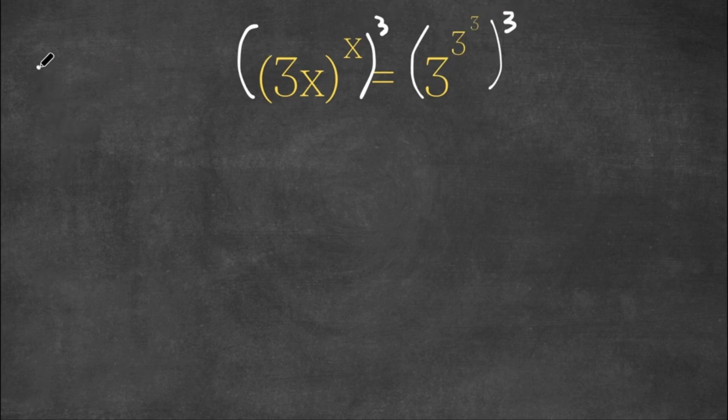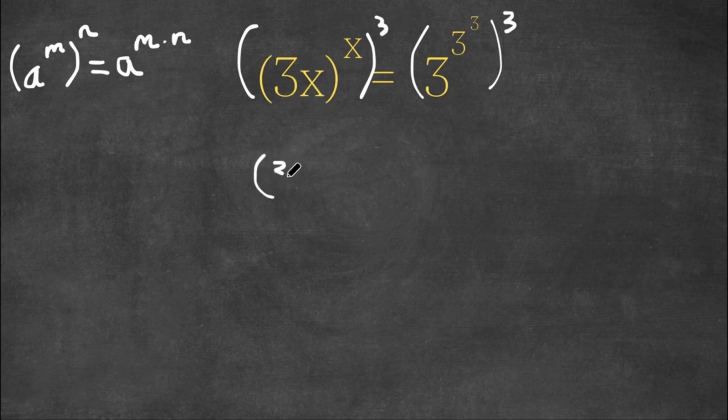And if we have something in the form (a^m)^n, this is equal to a^(m times n). So ((3x)^x)^3 is equal to (3x)^(x times 3), which is simply just (3x)^(3x).